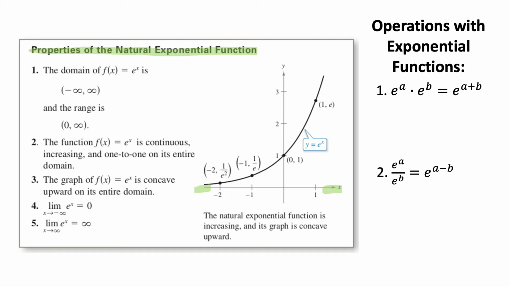Additionally, we just want to recall some of the operations with exponential functions. So hopefully you remember if you have e to the a times e to the b, you can actually add those two exponents. And if you have e to the a over e to the b, you can subtract those two exponents because you have the same base. So take a second, pause this if you need to jot any of these important properties or operations down in order to use them in the next couple of examples.